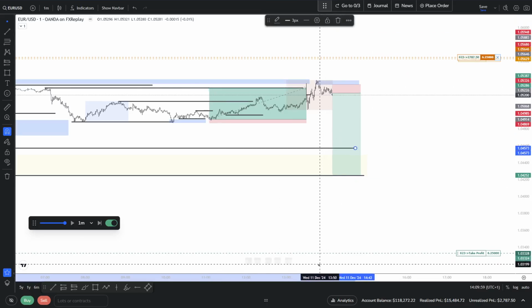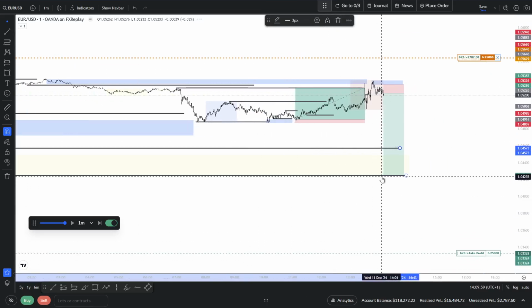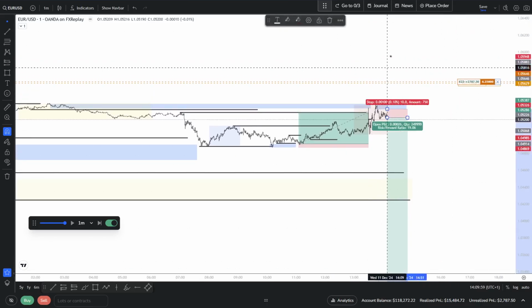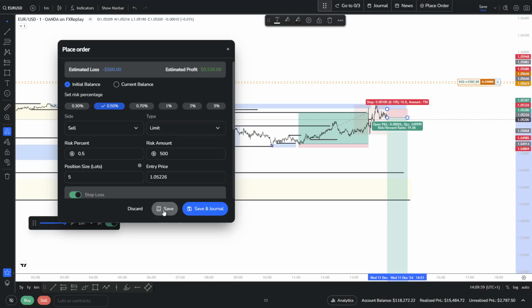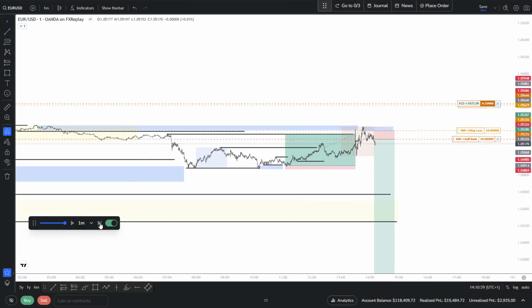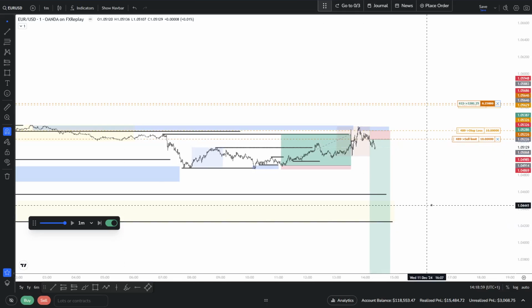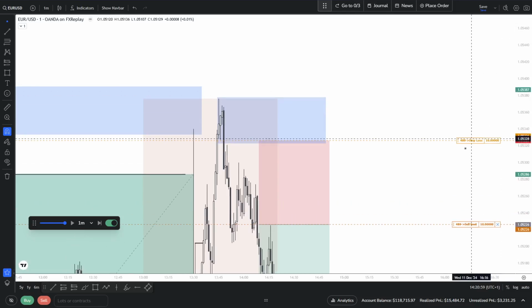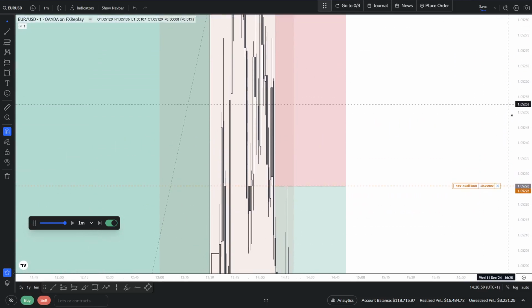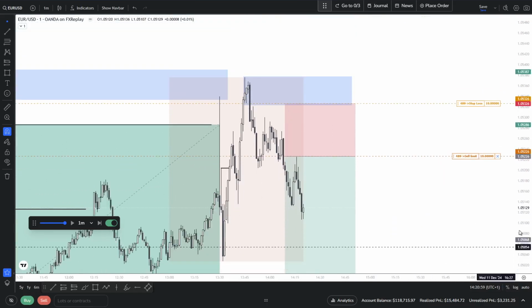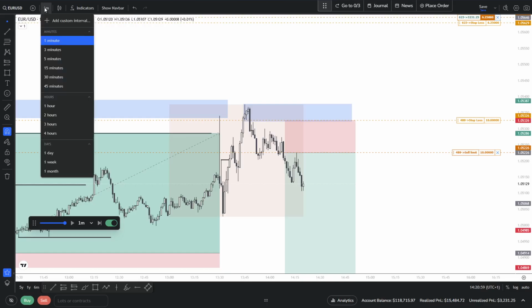You can just delete that as well, but okay, cool. There we go. Place order should be limit order. 1% risk. Save. Okay, didn't get tagged. Did we get tagged in? Okay, way too bad. Way too bad. Okay, let's just wait then.